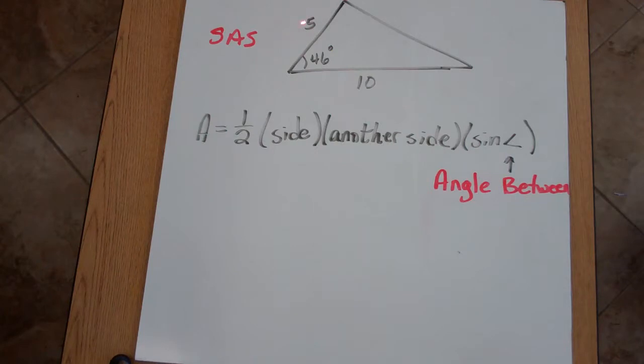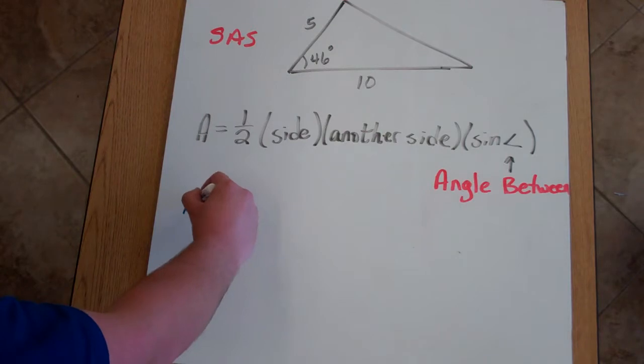So in this case, we're going to use the 5, the 10, and the 46 to fill in this formula. If we had used this other side, it wouldn't have worked. We couldn't have used it for this formula because we have to use the 5 and 10, based on the fact that we have this 46-degree angle here. So, let's set this up and solve it.